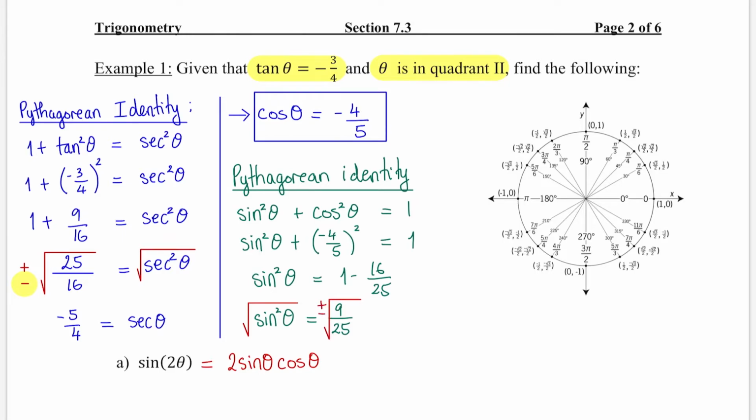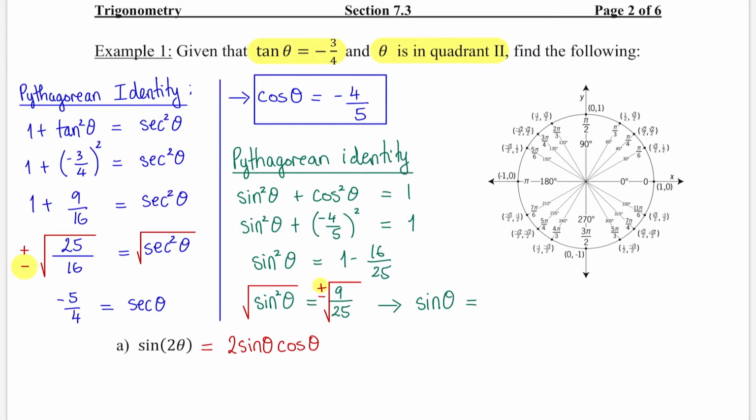And don't forget the plus or minus. We have to choose the correct sign. Remember, theta is in the second quadrant. So in the second quadrant, sine is positive. So in this case, I am going to use the positive. So I have sine of theta equals positive 3/5. And this is what I am going to use for sine of theta in the formula.